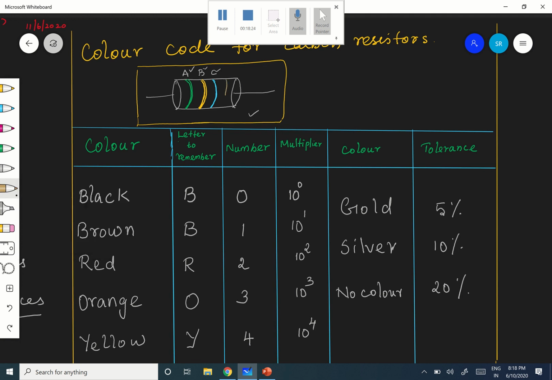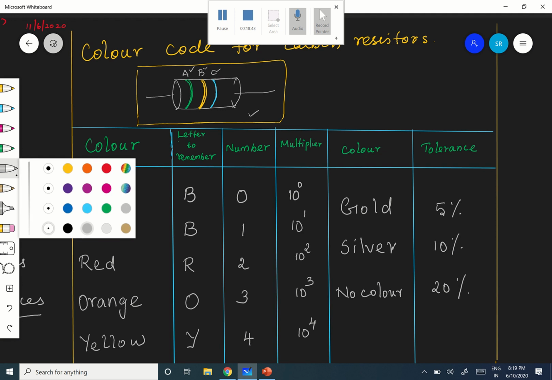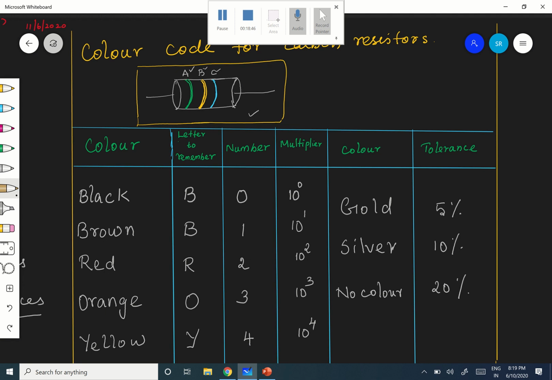Actually it should be golden color, but I cannot draw it exactly, so let it be. I think you can differentiate these two, right? Let it be the tolerance. Therefore this is what's called T. Let me give the name T. T is the tolerance.